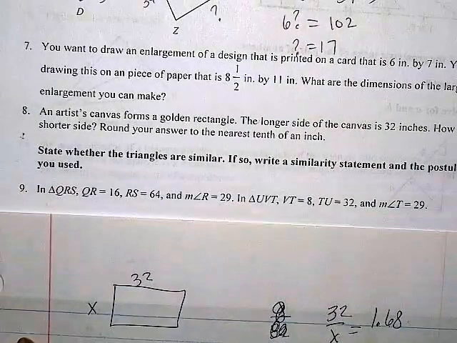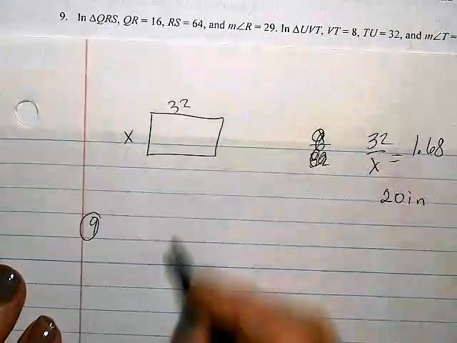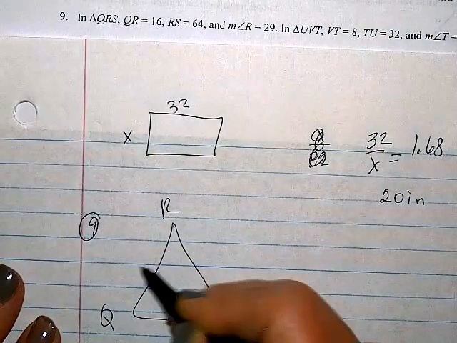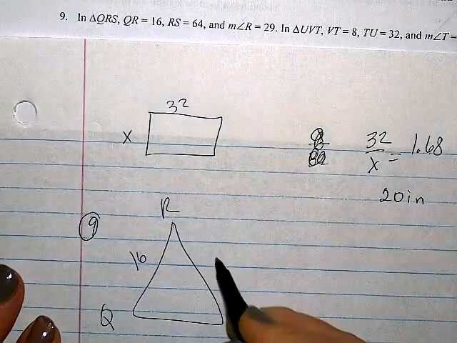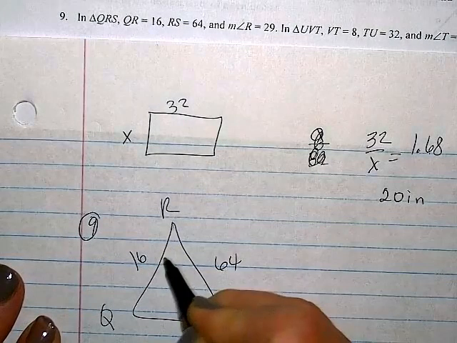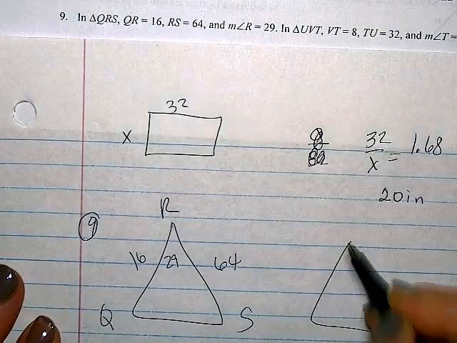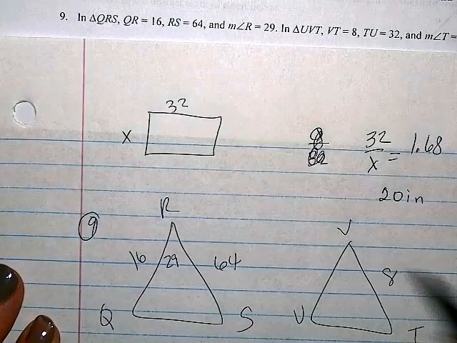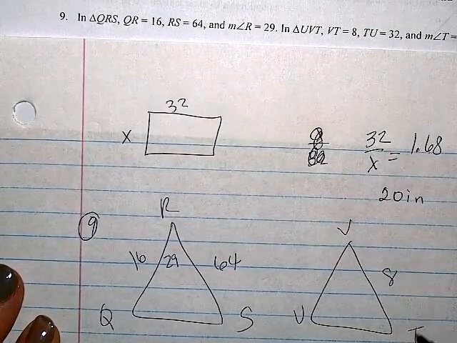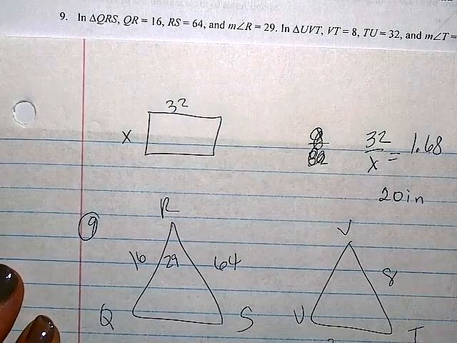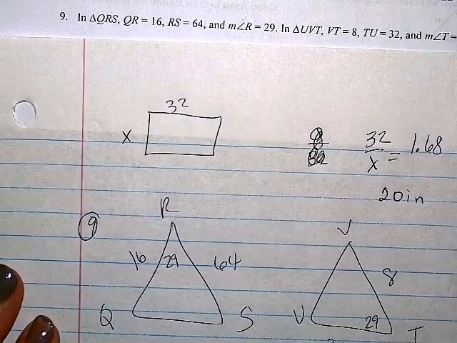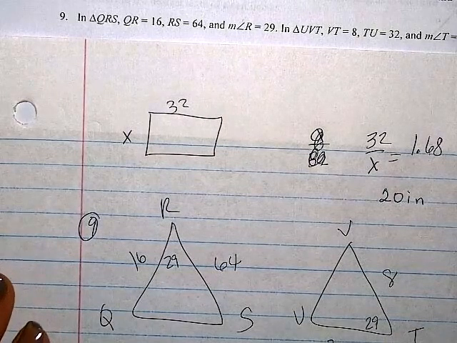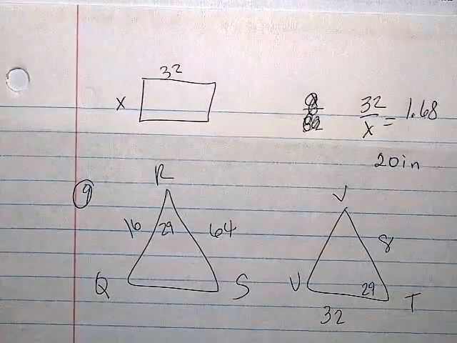9. In triangle QRS, QR is 16, RS is 64, R is 29. In UVT, VT is 8. So 20 inches is number 8. Mm-hmm. Then what's number 7? You got it on that piece of paper. 5 2/10s. Okay, here we go.